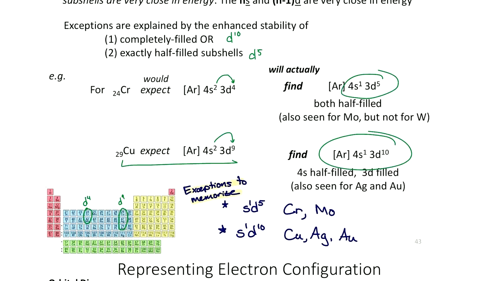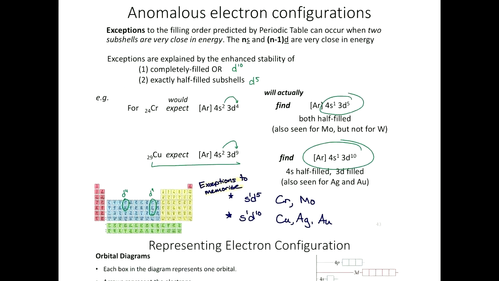And this is important when we do valence electrons and unpaired electrons and stuff. Okay. So those are our anomalous electron configurations, so ones that don't fit our work perfectly.